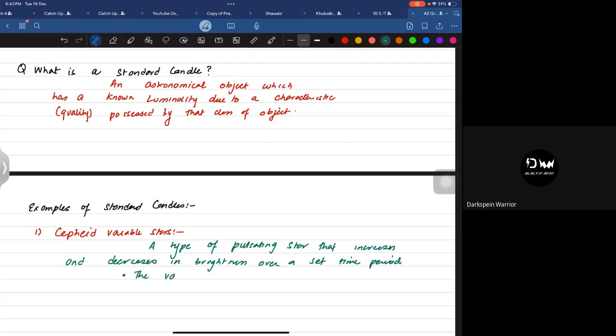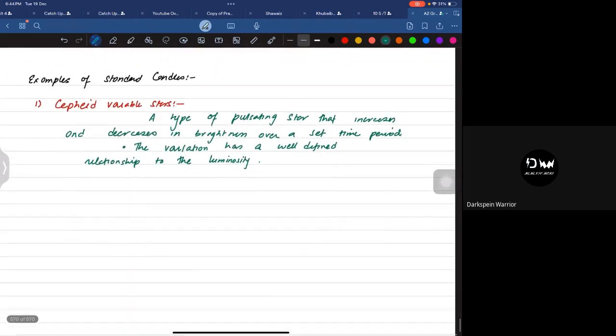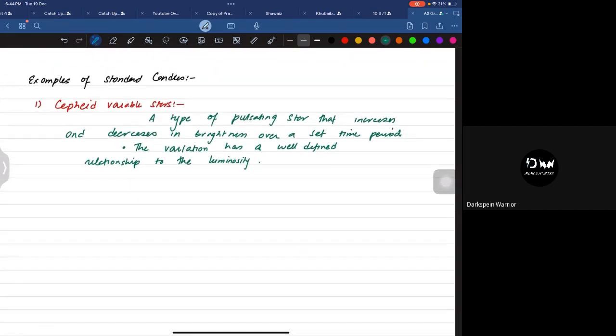The variation has a well-defined relationship to the luminosity. Then, so we can get to know the luminosity and compare it with other stars like that. The other standard candle we take is called type 1A supernova.